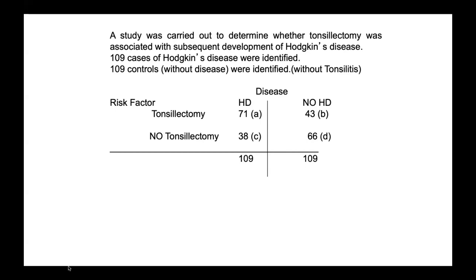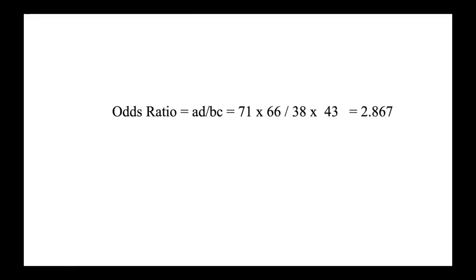So 2.86. 2.8. Okay, what does it mean? What is it showing? It is more than 1, so there is an association. But what about whether tonsillectomy was associated with Hodgkin's? 2.86 is more than 1, so it is associated. Yes, good. So this is 2.8. It means your hypothesis was correct.